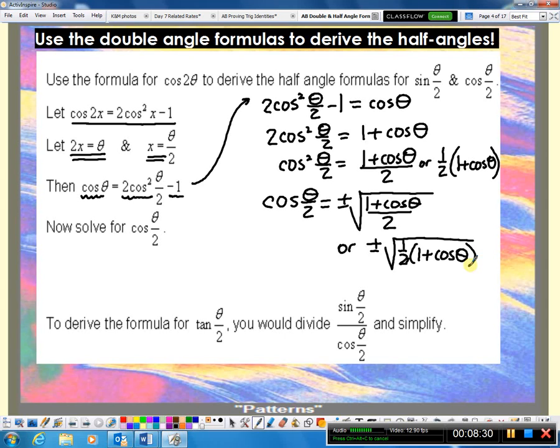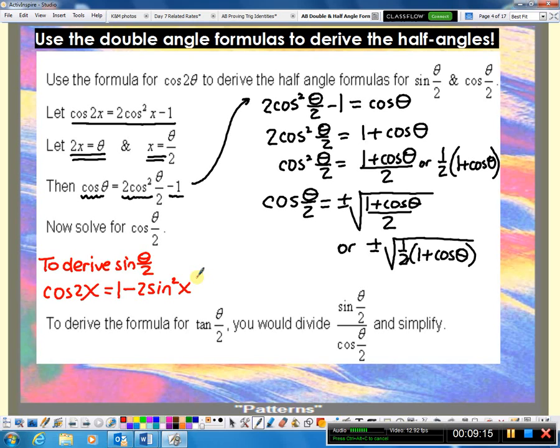I'm not going to derive sine of theta over 2, because it's a lot the same thing. But I'm going to make this note, though we're not going to do the whole problem. To derive sine of theta over 2, you do a similar thing, but you start with the idea that cosine 2x could be expanded into 1 minus 2 sine squared x. And then you follow the same steps. You would say, okay, I'm going to make 2x theta, which makes x theta over 2, and you go from there. So the steps are very, very similar to what you just saw me do for cosine theta over 2.